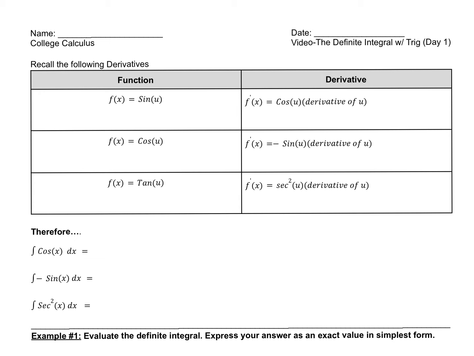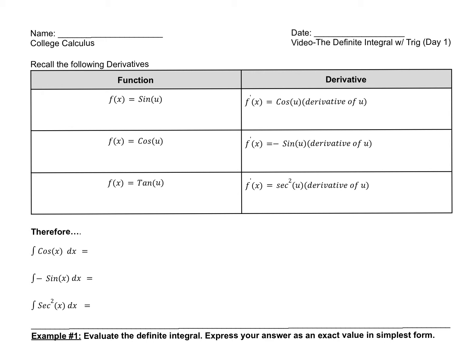Everyone, in today's lesson, we're going to talk more about the definite integral, this time with trigonometry. So before we do anything, we need to recall the following derivatives. The derivative of sine of u is cosine of u, times the derivative of the inside, or the derivative of u. Derivative of cosine is negative sine, and then the derivative of the inside. Derivative of tangent is secant squared, then times the derivative of the inside.